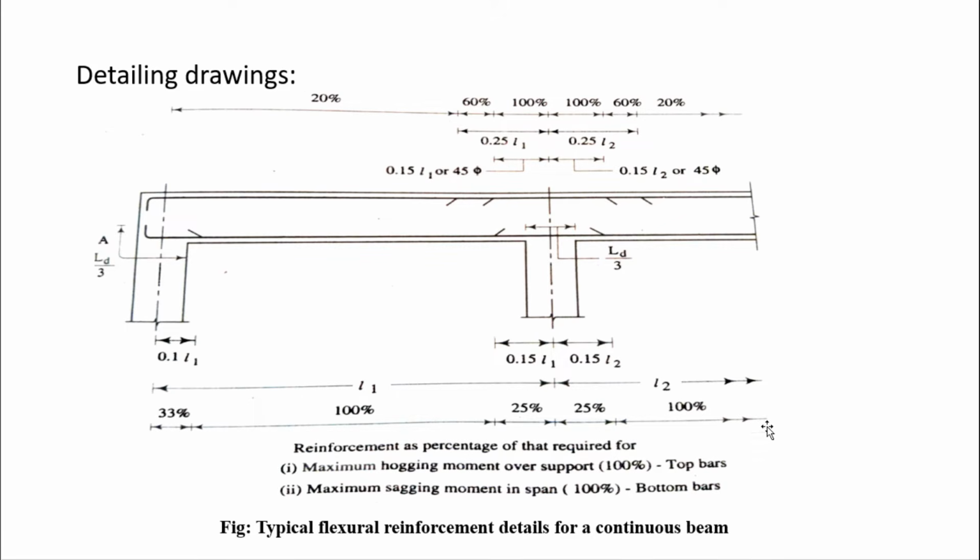So similarly, in order to resist the maximum hogging moment, that is the negative moment, we will provide the reinforcement at the top of the support. But some portion of this negative reinforcement should be extended into the span.